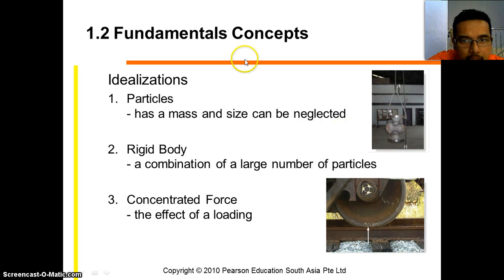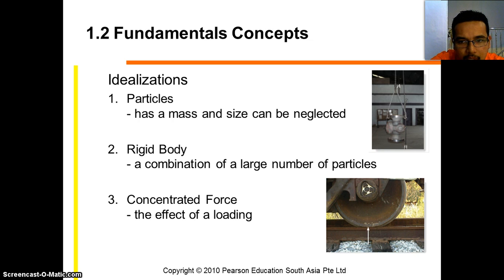The second one, this object can be analyzed as a rigid body. When we are talking about a rigid body, it is a combination of a large number of particles. For example, the ship. When we are talking about the ship, we put some particles into the ship. The ship can be unbalanced. So now we want to study the balance of the ship. So the ship here is a rigid body.